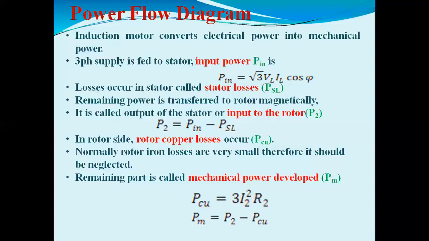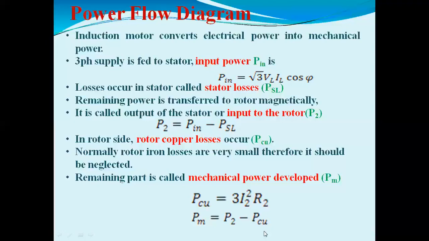Now on the rotor side, there is a rotor copper loss, that is PCU. Normally, the rotor iron loss is very small, therefore it is neglected. The remaining part is called the mechanical power developed, that is the rotor input minus rotor copper loss. The rotor copper loss, PCU, is equal to 3I square R. So here the mechanical power developed is P2 minus PCU, that means P in minus PSL minus PCU.